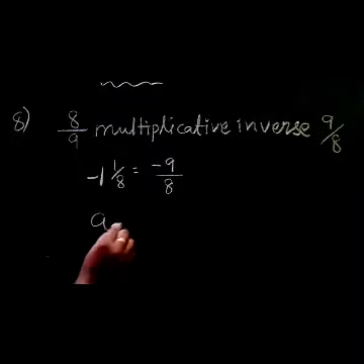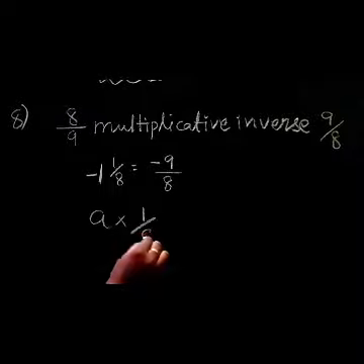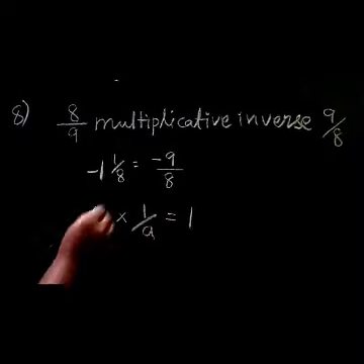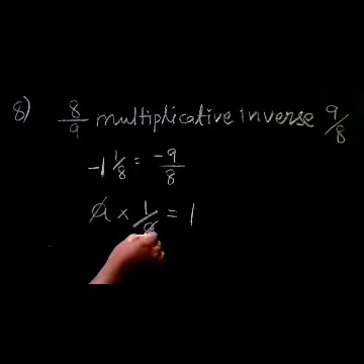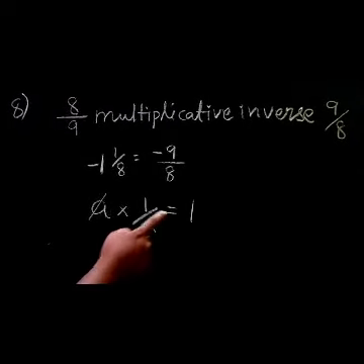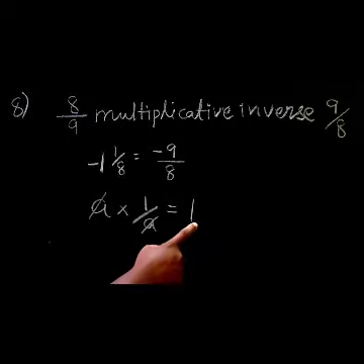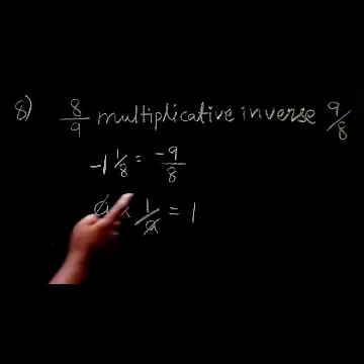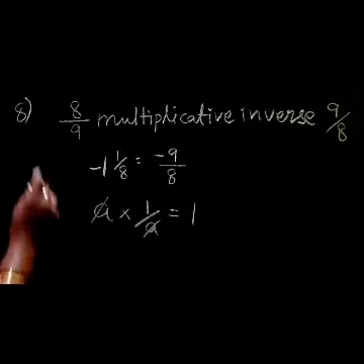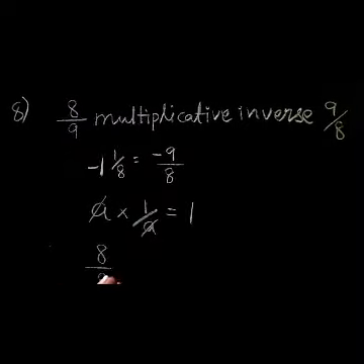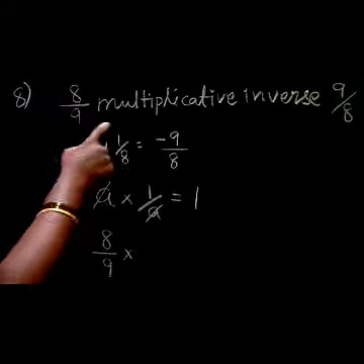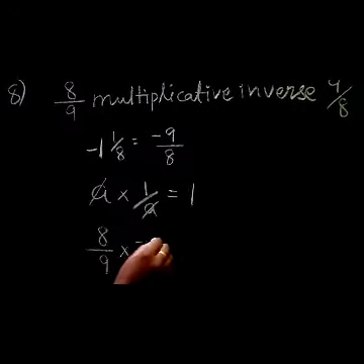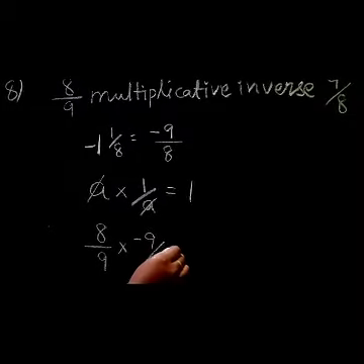But for A, multiplicative inverse is 1 by A. When we multiply both, we have to get 1. That is 1A numerator, 1A denominator, it will get cancelled. So, we will get the answer is 1. So, now we will multiply this and this, we will get plus 1 or minus 1, we will check. Here we have the number is 8 by 9. They have given this as our multiplicative inverse. So, it is minus 9 by 8.